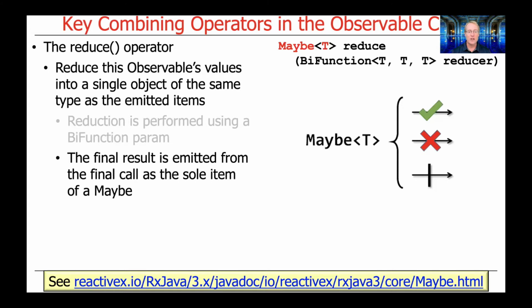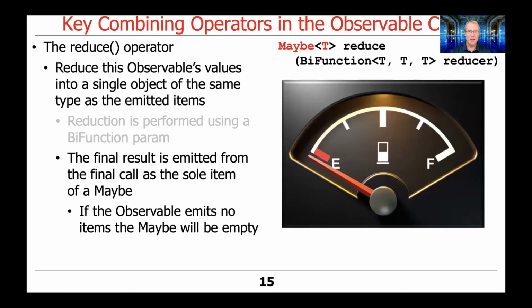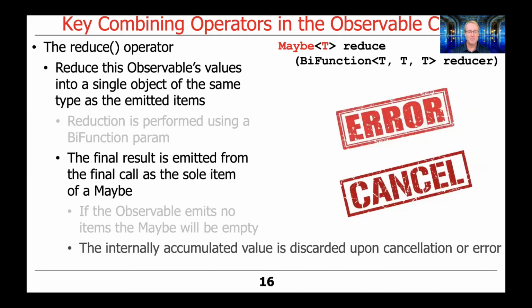The final result is emitted from the final call as the sole item of a Maybe. And a Maybe is an RxJava class that has 3 possible results. One is the value, the second is an error, and the third is an empty result. For example, if an observable emits no items at all, then of course the Maybe will be empty. And that's a perfectly valid result to have from a Maybe.